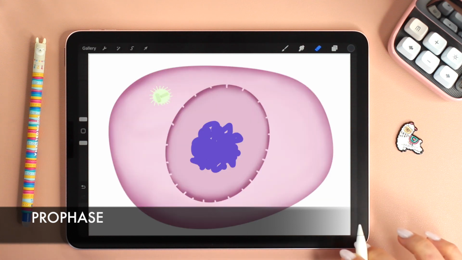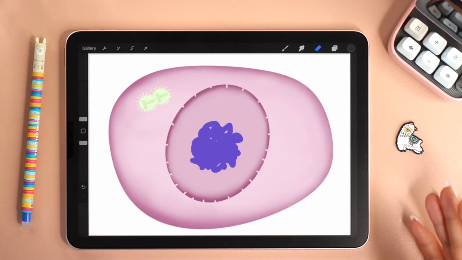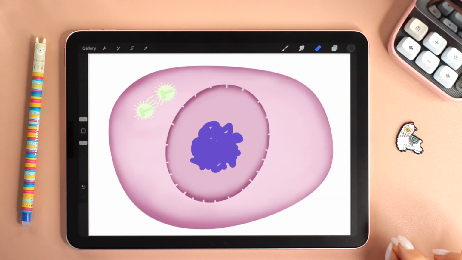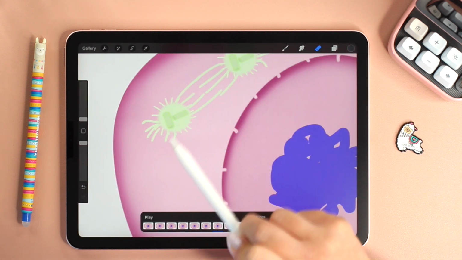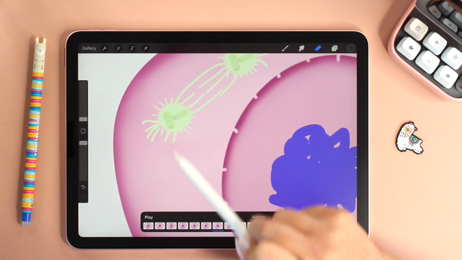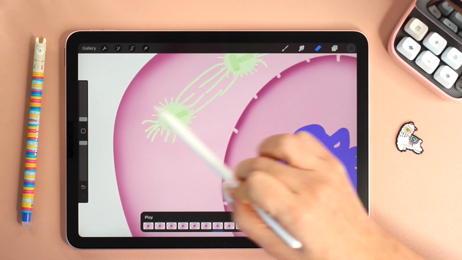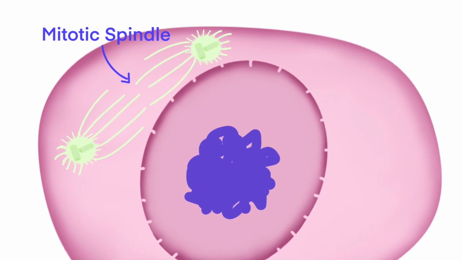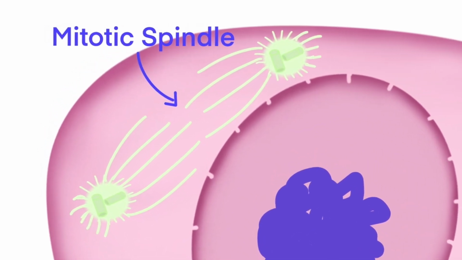The centrosomes migrate to opposite ends of the cell. And what helps them do so is the growing microtubules that we refer to as spindle fibers. The centrosomes also form shorter microtubules that are called asters. Why? Because they look like stars. So together, the centrosomes, the asters, and the microtubules form what we call the mitotic spindle.